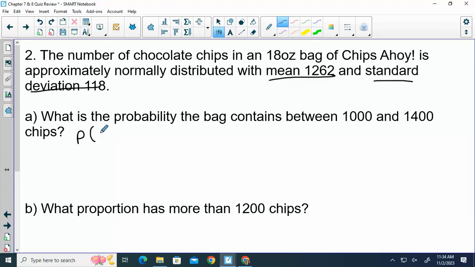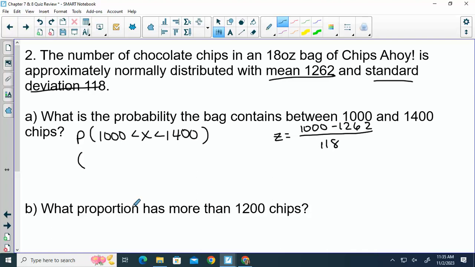So we want the probability the number of chips is between 1,000 and 1,400. What do we do? Z-scores for each of them. So for the 1,000, x minus the mean divided by standard deviation. So we get -2.22.